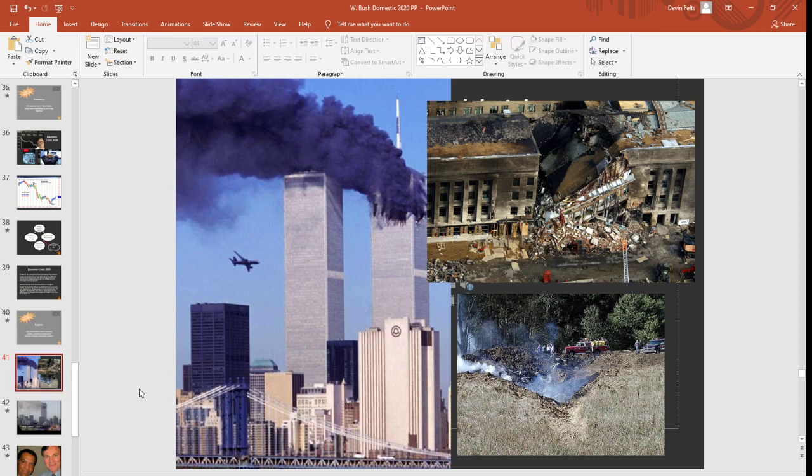There are 4 planes that were hijacked that day, guys. Terrorists took over 4 planes. 2 of them hit the World Trade Center. 1 of them landed in a field in Pennsylvania because the passengers fought back, and 1 of them hit the Pentagon. It's a federal building responsible for national defense.